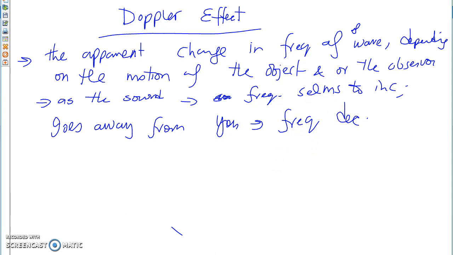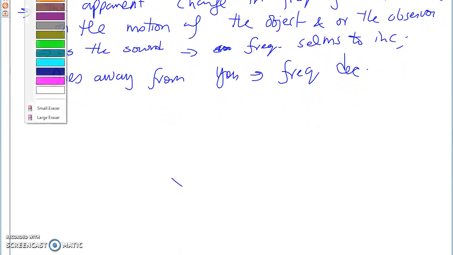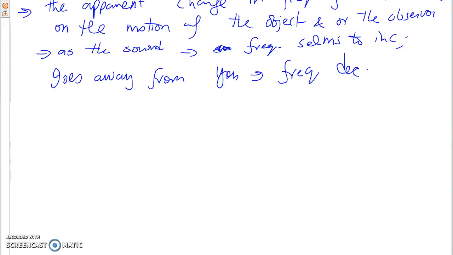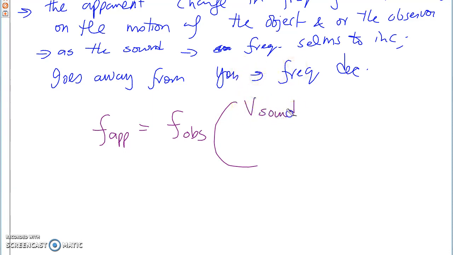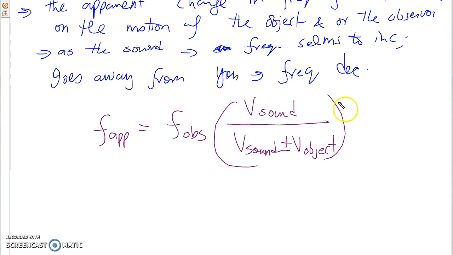Now there was a whole bunch of formulas that we used to describe this change in frequency. What were they? Do you remember? So it was F apparent equals F observer times V of sound divided by V of sound plus minus V of object. Now when was this? We would only use this formula if the observer is standing still.